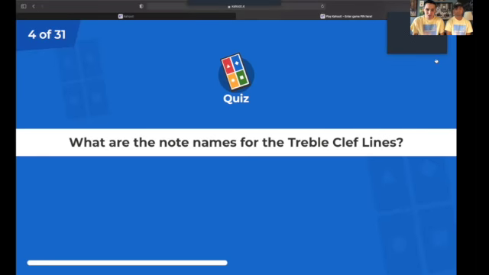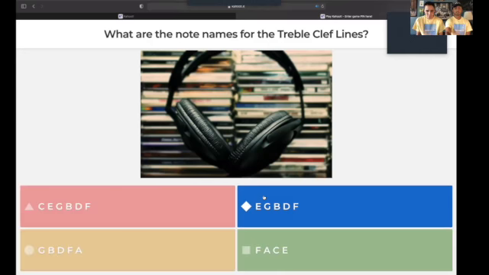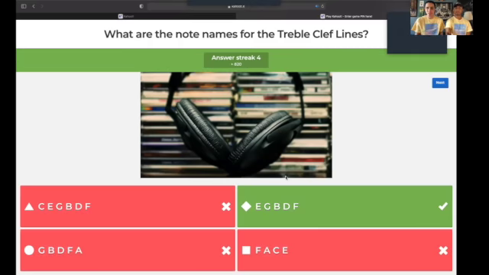Question number 4. What are the note names for the treble clef lines? So now we're going to go through each clef and answer the lines and spaces, identifying those notes. So our options: C, E, G, B, D, and F; E, G, B, D, and F; G, B, D, F, and A; or F, A, C, E. What do you think? And there we go. The right answer would be E, G, B, D, and F. Those are your treble clef lines. Remember, there are special acronyms for all of these that you can use to think when we ask you these questions.